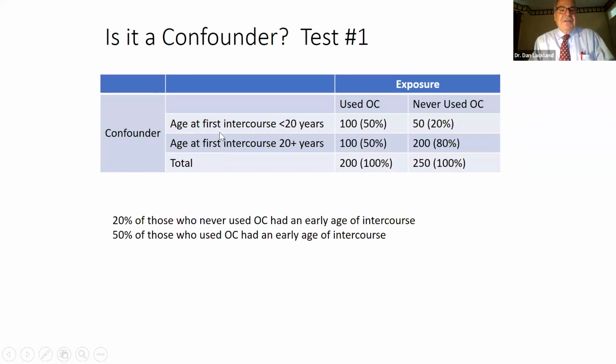So we've looked at this as a confounder, the age at first intercourse, bringing in here using contraceptives or not, and we find that 20% of those who never used oral contraceptives at intercourse, and now we have 50% of those who used oral contraceptives at age of intercourse. So we're seeing that association. We're seeing the association again of oral contraceptive use and age at first intercourse.